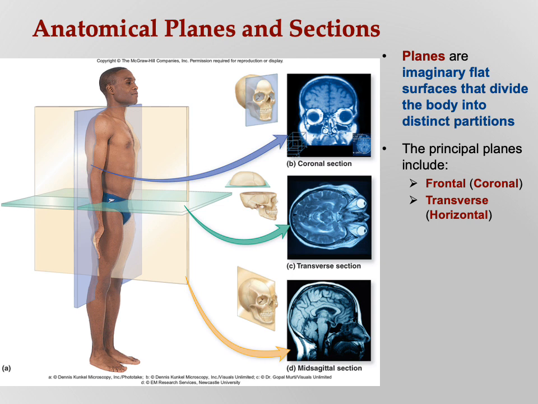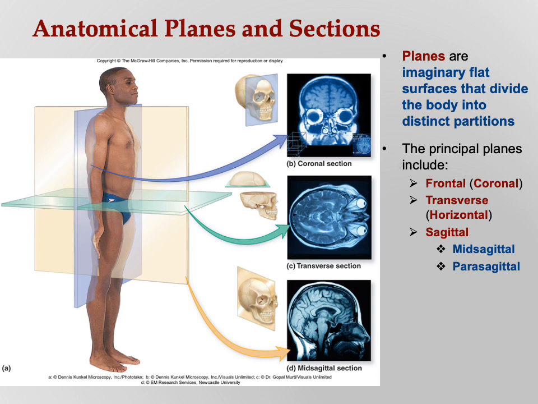Then we have the transverse or horizontal. That would be the green plane. Transverse or horizontal planes cut into a superior portion and an inferior portion. So once again, frontal or coronal planes cut the body into anterior and posterior. Transverse or horizontal, they're synonyms, cut the body into superior and inferior.